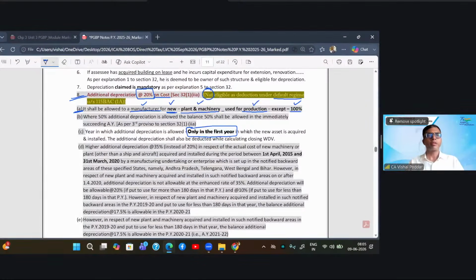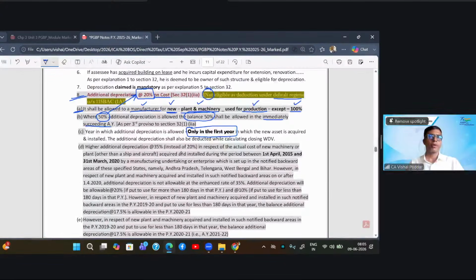Now, if in the first year, when you have purchased the asset, the asset is put to use for less than 180 days, what we have studied, wherever asset is put to use in the year of purchase for less than 180 days, you take only 50%. So 50% of 20% means you will take only 10%. Now in such cases, where in the first year, the depreciation allowed to you was only half, why half? Because it was put to use for less than 180 days. Then the balance half you can claim in the immediate next year.